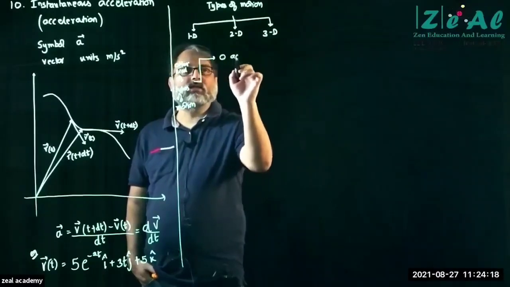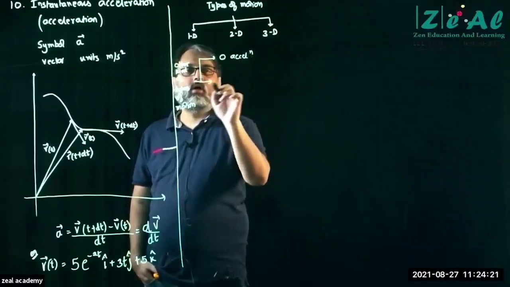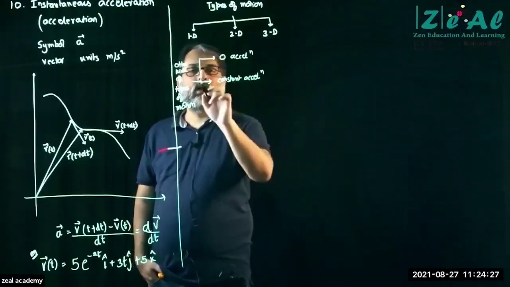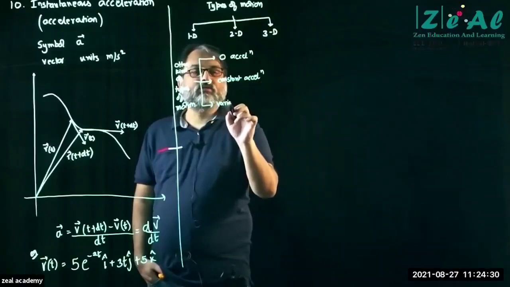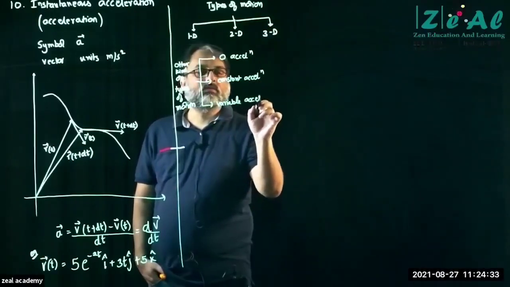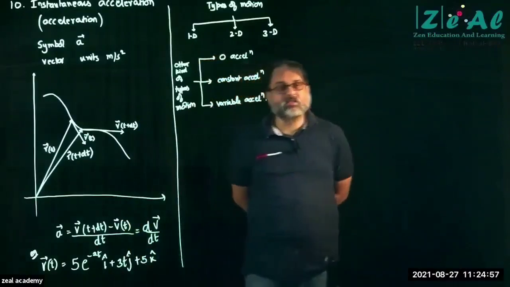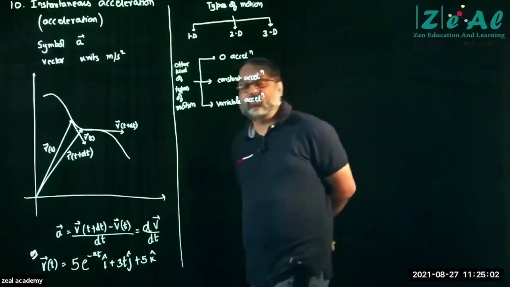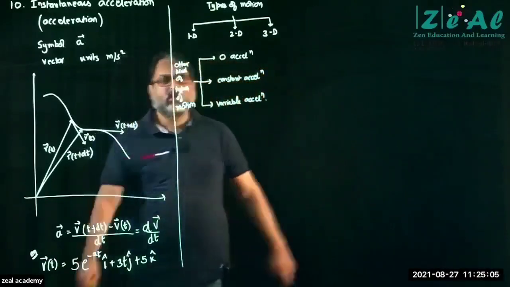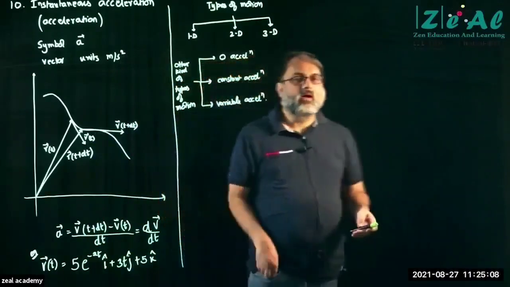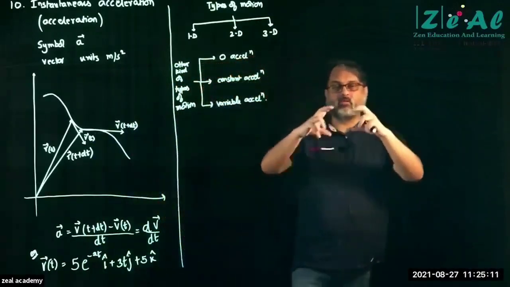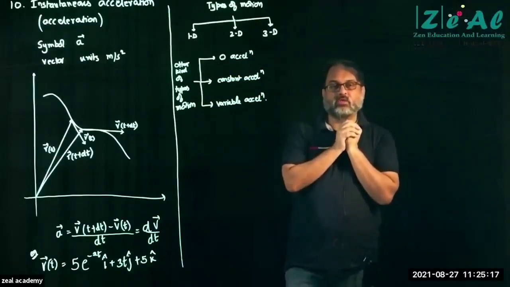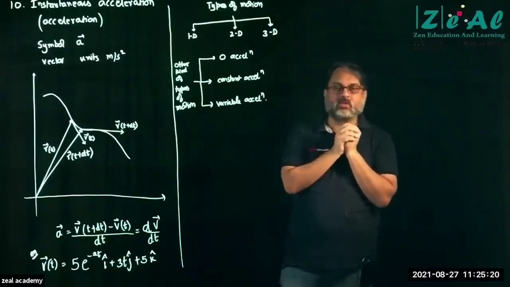This may be zero acceleration, constant acceleration, and variable acceleration. All I'm saying is that there are various classifications of motion, right? You can classify motion in a variety of ways. The three types of classification are that the motion can be one-dimensional, two-dimensional, or three-dimensional, right?